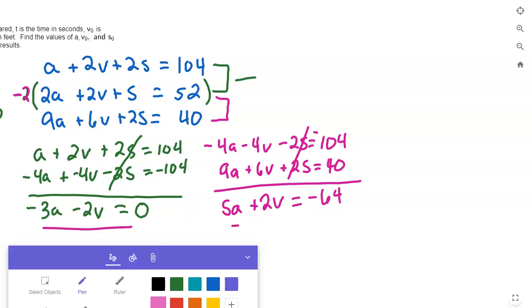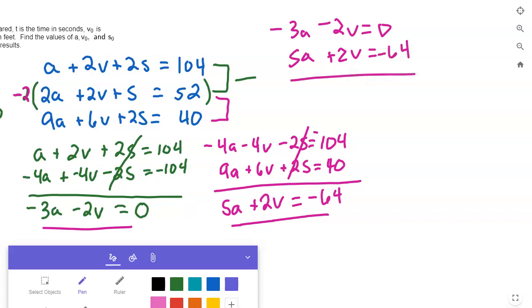Now you can just combine your two equations, the green one and this pink one here. You've got -3a minus 2v equals 0, and 5a plus 2v equals -64. And here we can add them together because these v's match up.